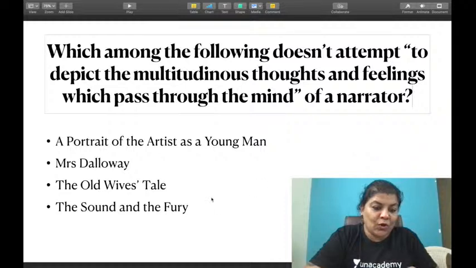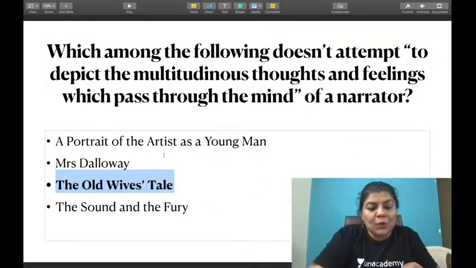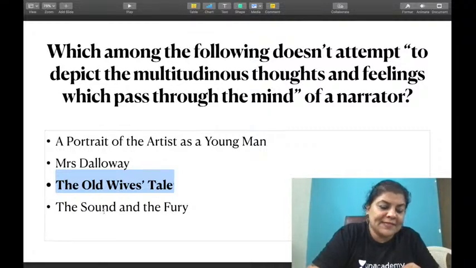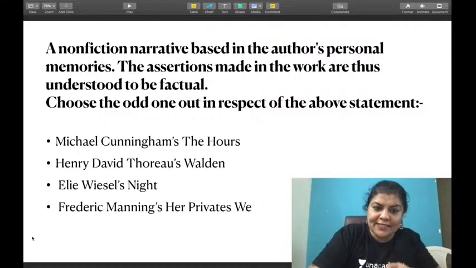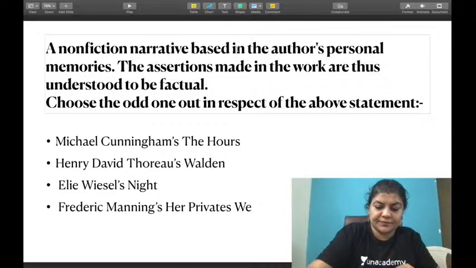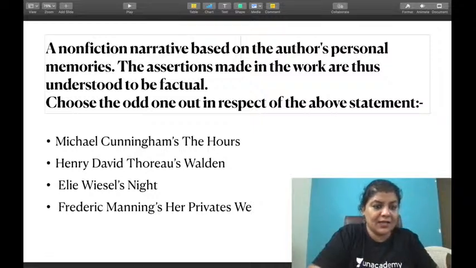It is, of course, The Old Wives' Tale by Arnold Bennett. Portrait of the Artist as a Young Man, Mrs. Dalloway, Sound and the Fury, correct. A non-fiction narrative based on the author's personal memories. Non-fiction narrative based on personal memory. What is it? It is memoir.